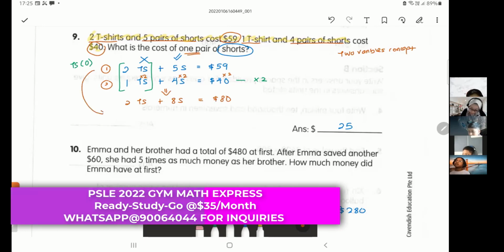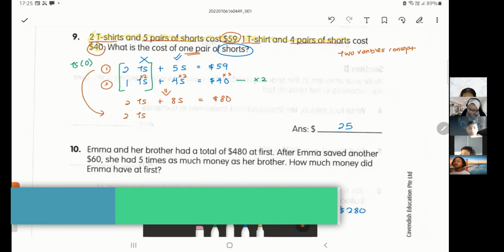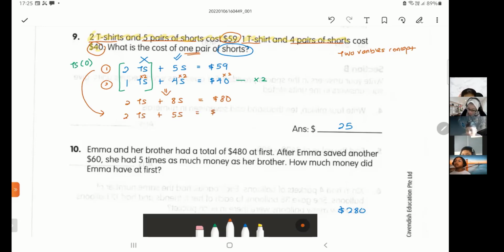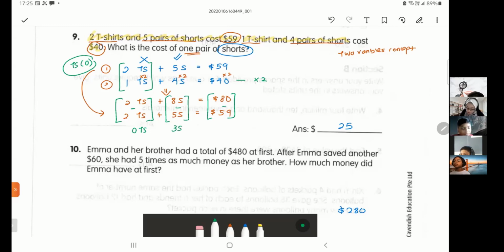Now I'm going to rewrite my number 1 below. 2 t-shirt plus 5 shorts equals to $59. Now, remember my task is to make the t-shirt become 0. Now, can I make my t-shirt become 0? I minus. Can come 0, right? 2 minus 2 is 0 t-shirt. Yes, I did it. Next one. If that one minus, the whole lot here must also minus. 8 minus 5, 3 shorts equals to 80 minus 59 is $21. 3 shorts, $21. 1 short is 21 divided by 3 equals to $7. Not $25, but $7 is the answer.